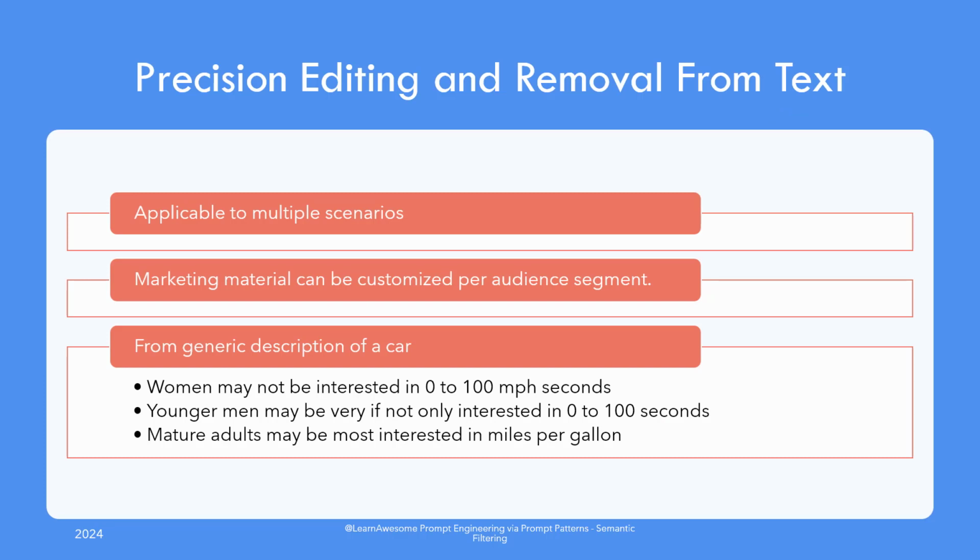Let's say you are trying to generate marketing material for a product using its product data sheets. You have identified a bunch of potential market segments that would be interested in your products. You can use this filter to create a generic description of your product and then apply a semantic filter to remove concepts that your chosen audience segment would not be interested in. Like most household women would not be interested in how many seconds it takes for the car to go from 0 to 100 miles per hour. They would be more interested in comfort and safety, while younger men would be very interested in the acceleration, and older customers would want to know about fuel economy.